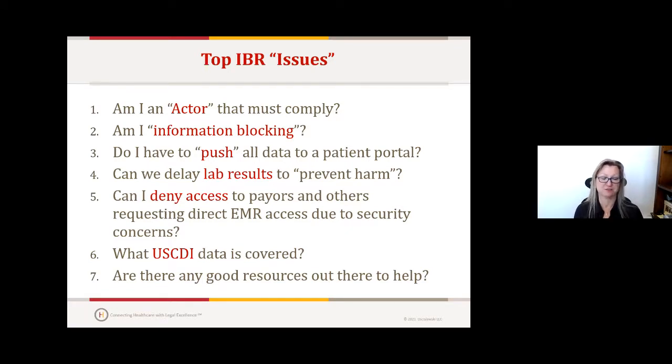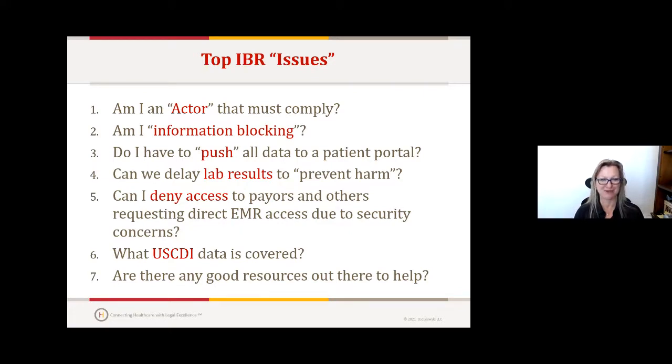Another top issue is simply, does this actually constitute information blocking? So I'll go through a few examples I've come across to highlight some of the questions and practices that were most common in organizations asking whether they're information blocking.